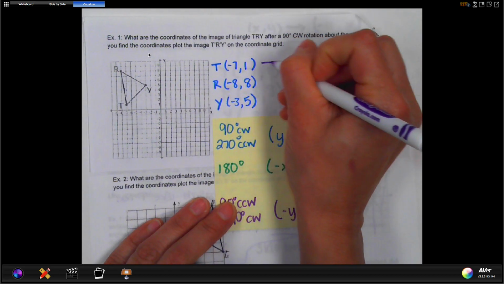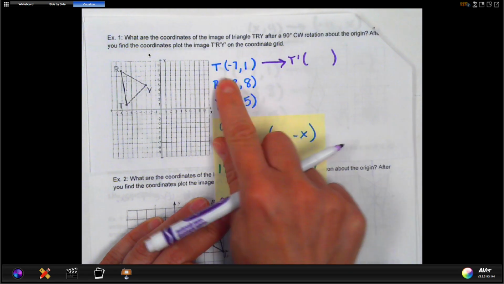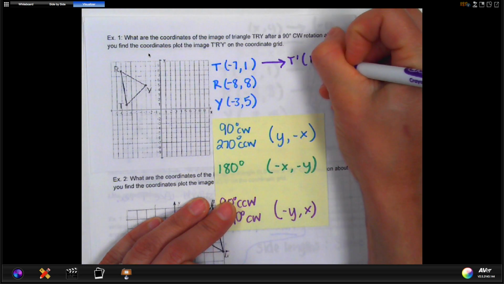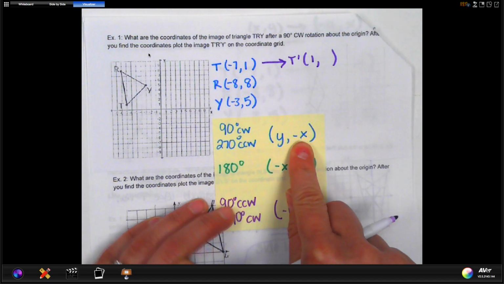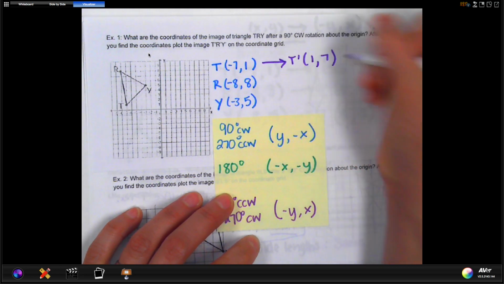If we do that to T prime, let's put the y value first, so 1 would come first, and then our x value has to be opposite. It was -7, so we're going to make it positive 7.